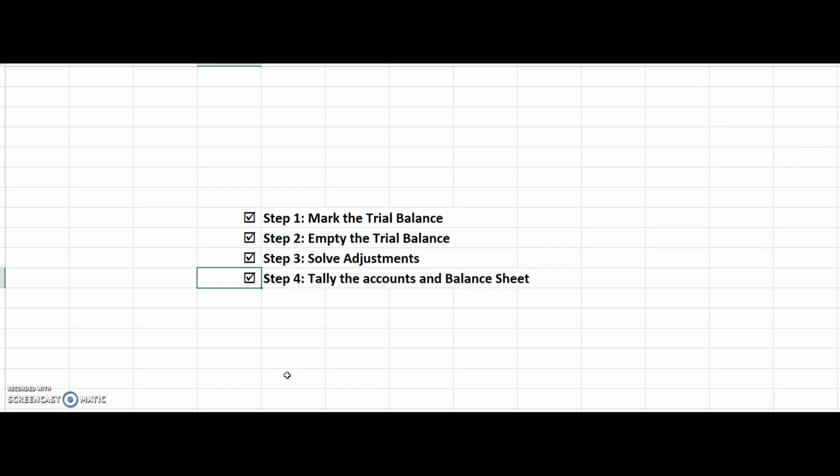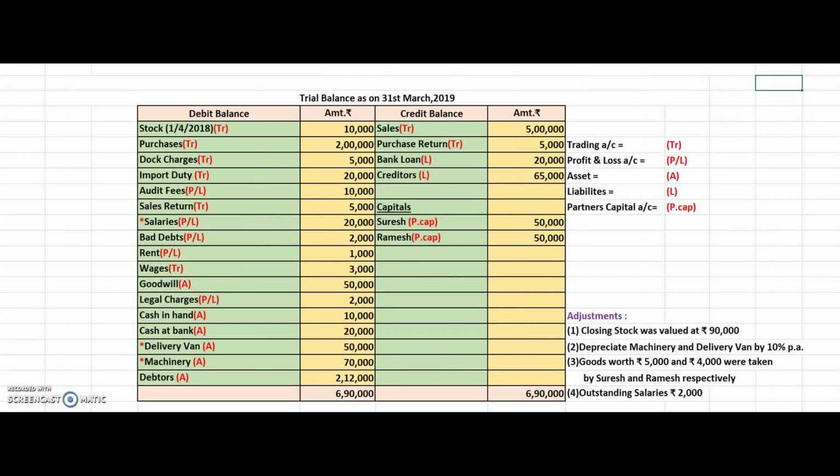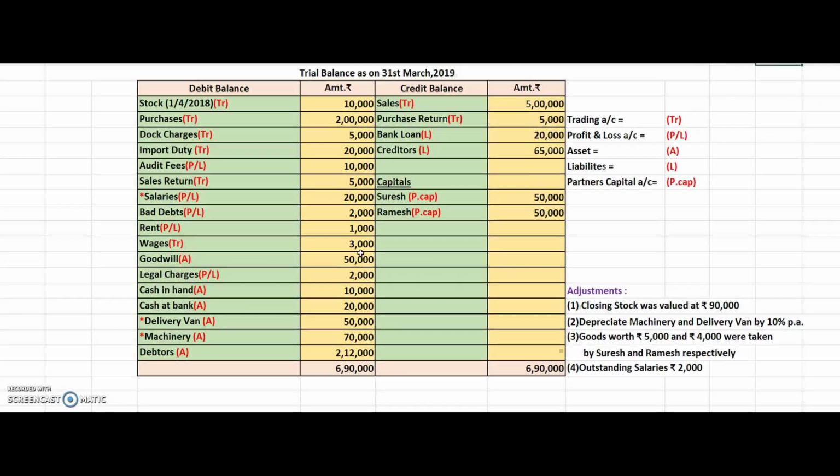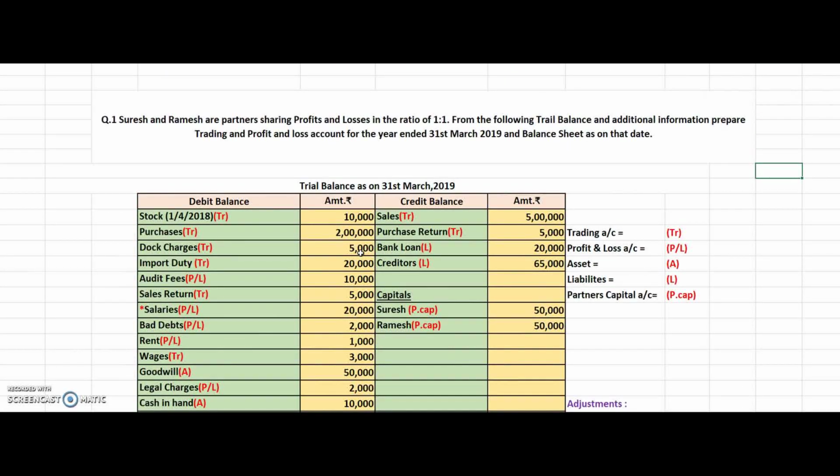Before I end this video in some time, I'm giving you a gift for the weekend, which is going to be your first homework, a question which is very, very similar to what I have solved right now. So the homework goes like this. Suresh and Ramesh are partners sharing profit and losses in the ratio of 1:1, which means the fraction will become half and half. This you use when you get net profit for distribution among the partners. From the following trial balance and additional information, prepare trading profit and loss account and the balance sheet.